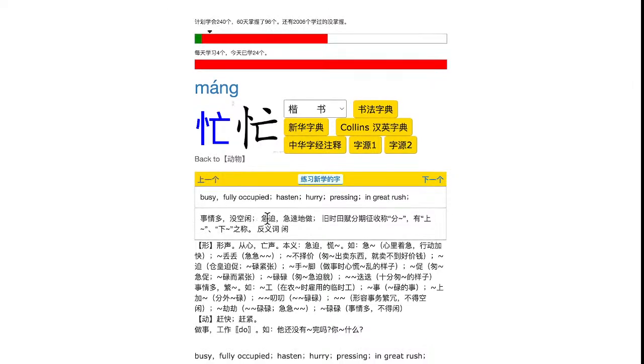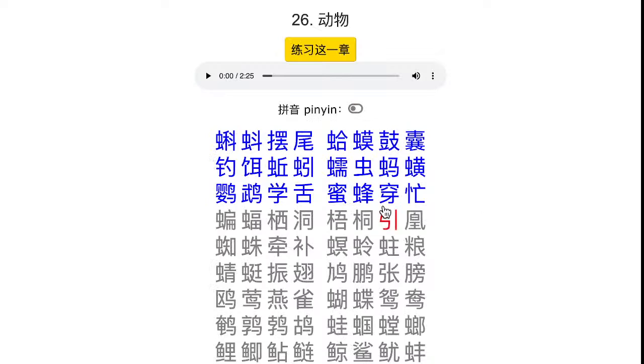All right. So let's go back to this. 蜜蜂穿忙. This means honeybees are flying through the air very busily. Okay, flying through the air very busily. That's basically what 蜜蜂穿忙 means.